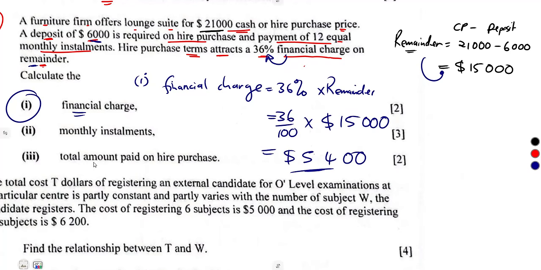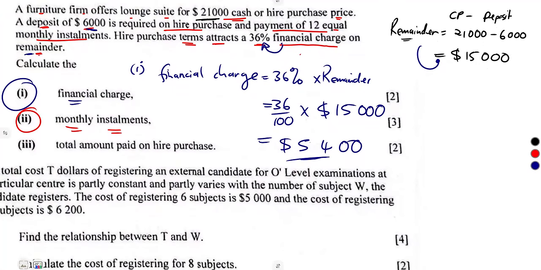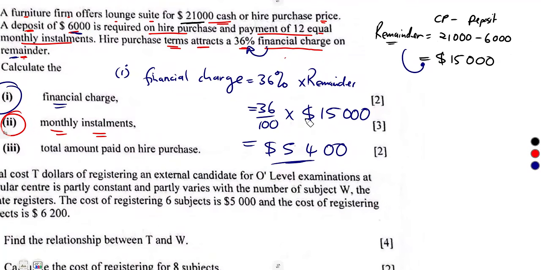So that's the financial charge. Item two, the monthly installments. Under a hire purchase, this is what happens. Before we talk about the monthly installments, what is to be paid? What are we supposed to pay? We have already paid a deposit of 6,000. That one is already paid. So what is to be paid is the remainder.